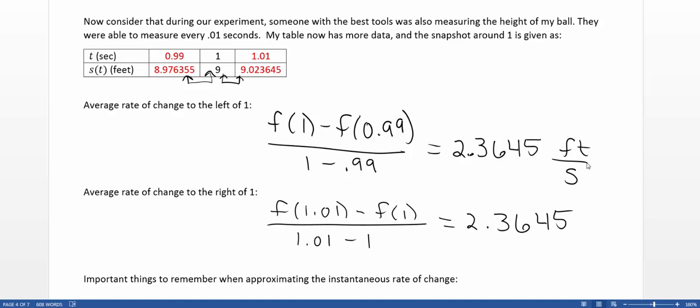However, if we are able to get closer, we're able to shrink the interval and make a better guess about what our instantaneous rate of change will be. The instantaneous rate of change is the slope of the tangent line, if we are able to find it, for a function at a given point.